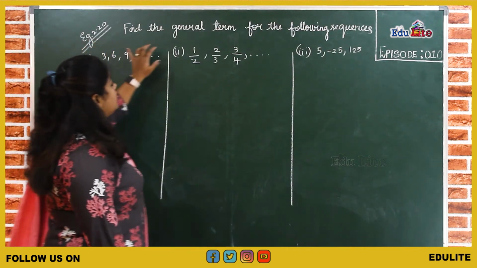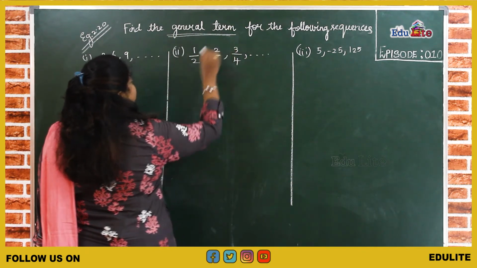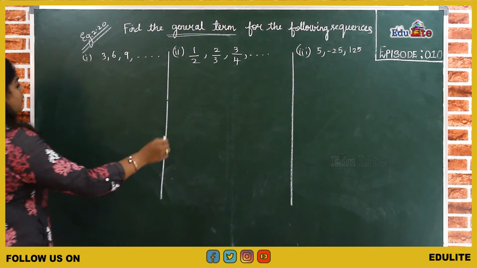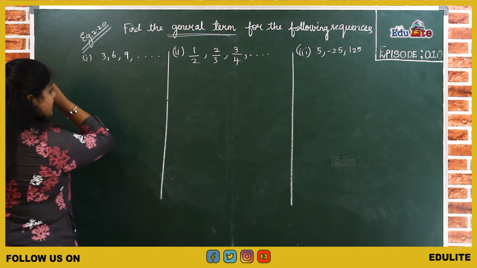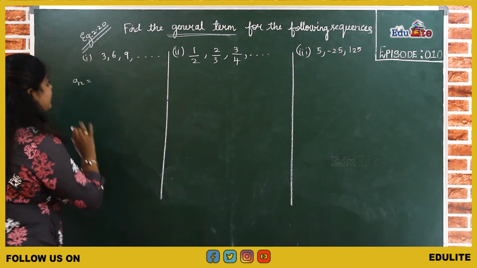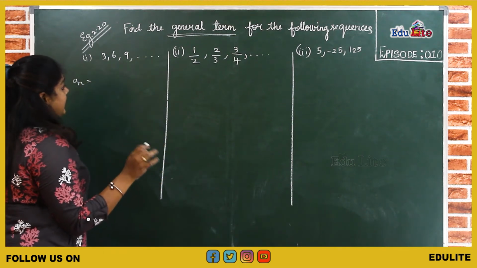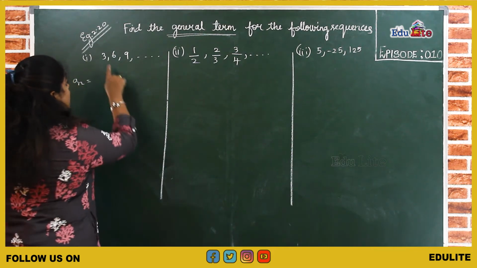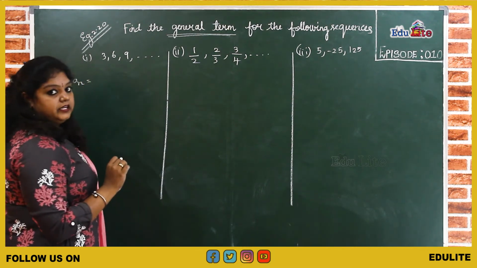Example 2.20. Now what we have to do in this problem is find the general term, that is, we have to find an for the following sequences. We will do one by one. So the first sequence here is given as 3, 6, 9. We can write the nth term directly if we know how, but I prefer the method of choosing arithmetic progression. And as I told you, the arithmetic progression can only be used if the common difference between any two terms is the same.